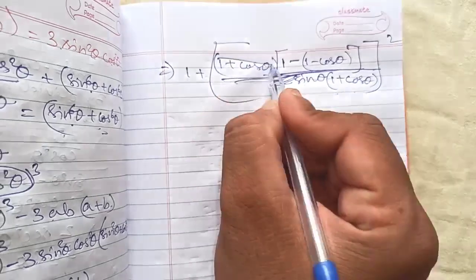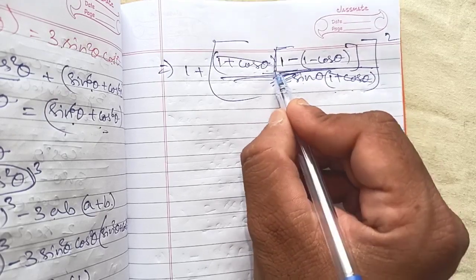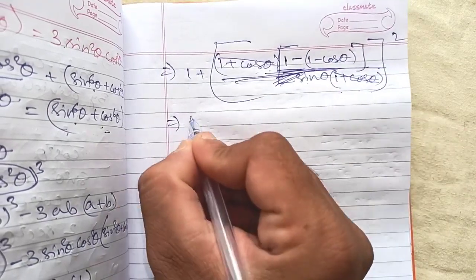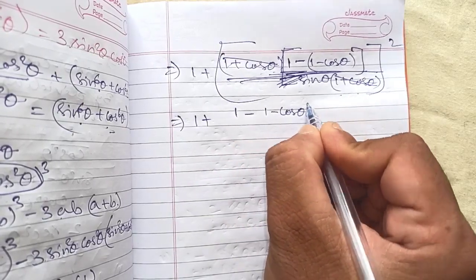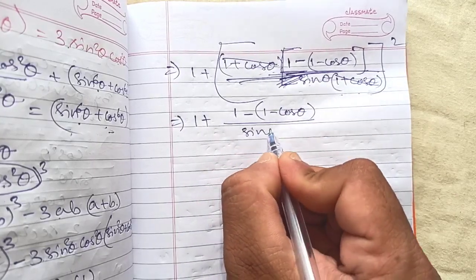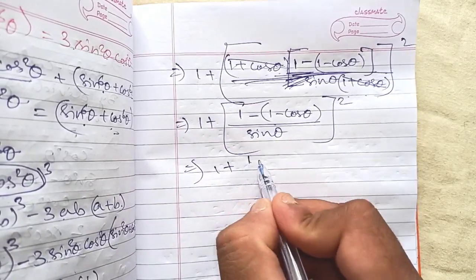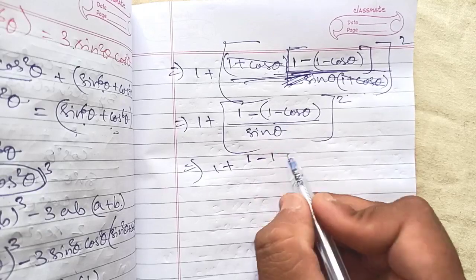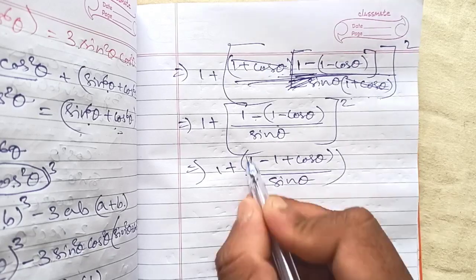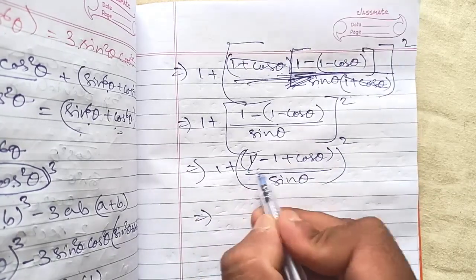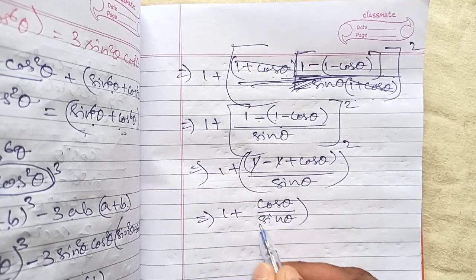Everything is inside square. So 1 plus cos theta cancels, because now there is no plus or minus sign, it is in multiplication or outside the bracket. Okay. So what is left? 1 plus, in the numerator it is left 1 minus cos theta. Okay. Divided by sin theta whole square. Okay. 1 plus, I will open the bracket, minus plus minus plus cos theta by sin theta whole square. Okay. 1 cancel. What is left? 1 plus cos theta by sin theta square.